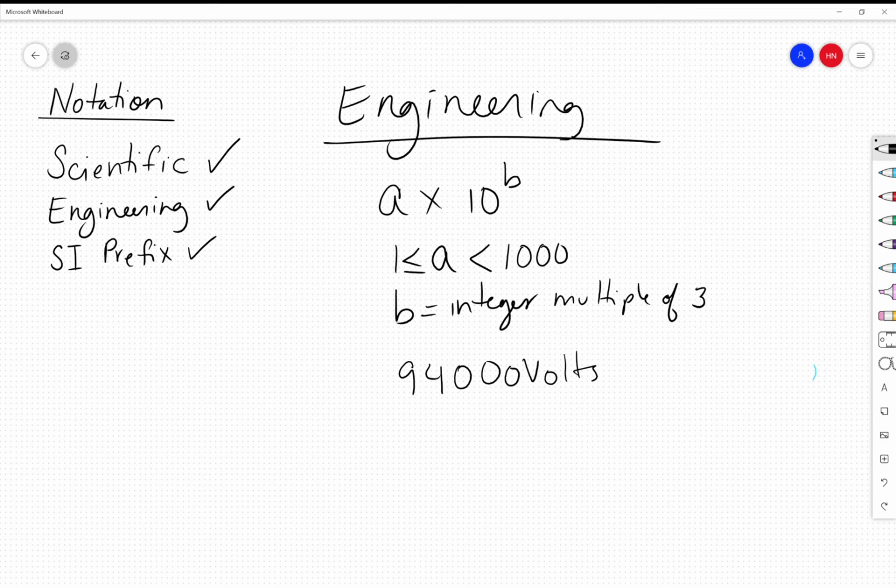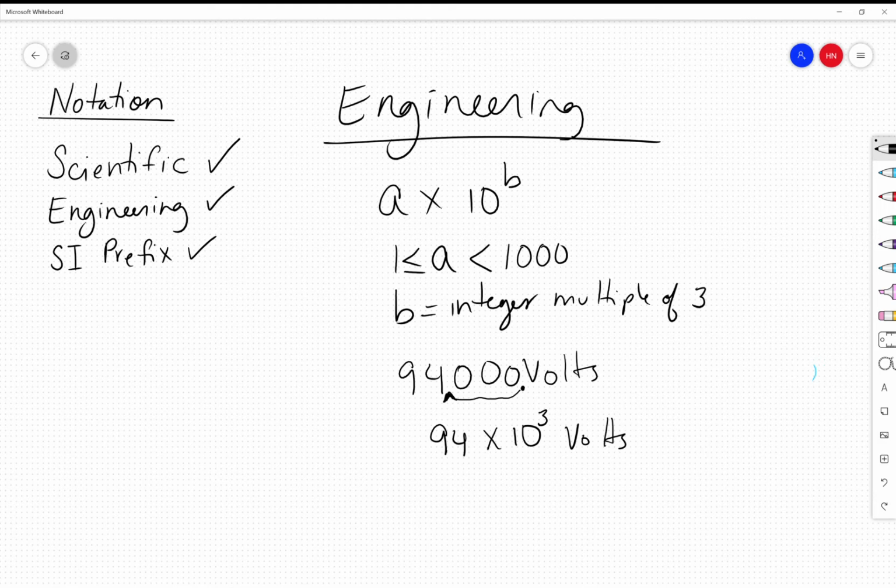So 94,000 volts. Okay, so what I would do is I would start from here where the decimal is and move it in groups of 3. So I move it 1, 2, 3 to the right there and check if the number is between 1 and 1,000. And it is. 94 is between 1 and 1,000. So that becomes 94 times 10 to the 3. That's how I put that correctly in engineering notation.